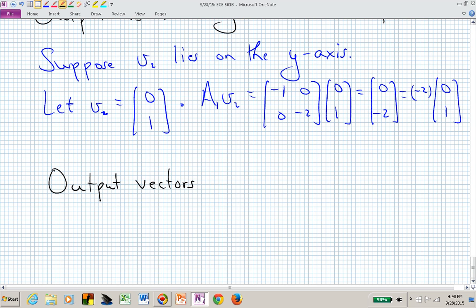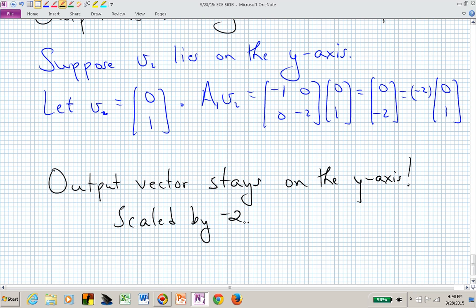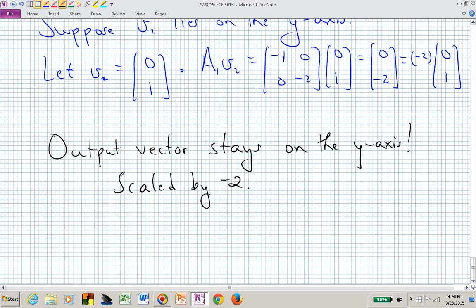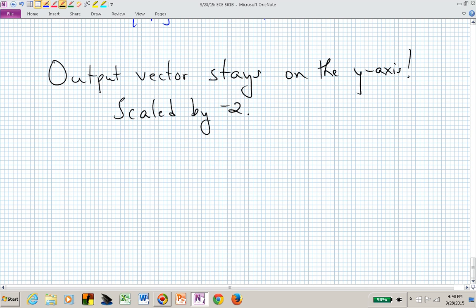Output vector stays on the y-axis. It's now scaled by minus 2. So now we are further away from the origin than when we started, and we're opposite the origin, but we're still stuck on the y-axis, depending on where I am. But we're in the xy plane. What are some comments that we can make relative to this first example, example 1?